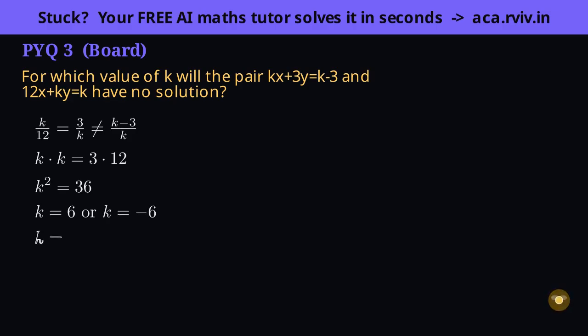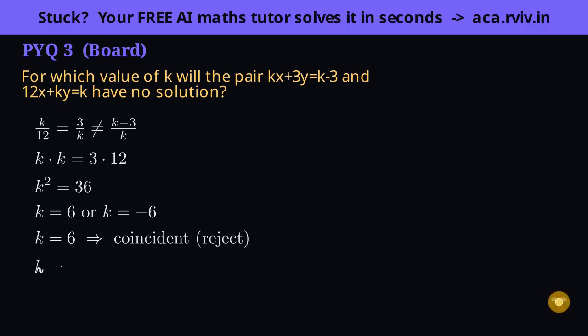Test k equals 6. It makes the slopes match, but check the constant ratio. It turns out to equal the others too, so all three ratios agree. That's coincident. Infinitely many solutions, not no solution. So we must reject k equals 6.